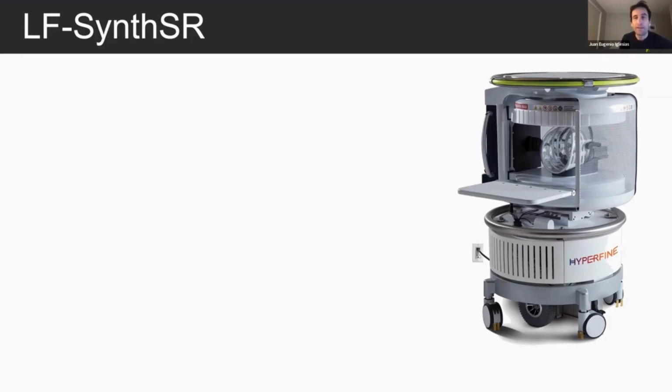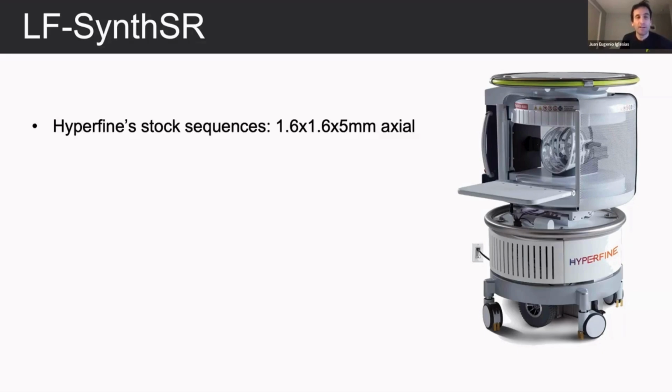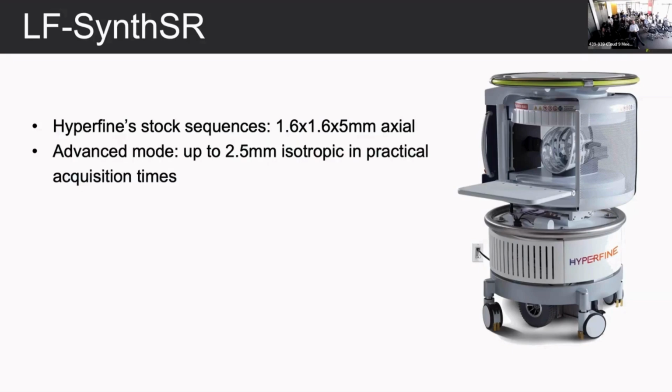So, if you look at the stock sequences that come with the scanner, resolution is pretty low, so you have a decent SNR. They're 1.6 millimeter in plane, 5 millimeter spacing. If you play with the advanced mode, you can go isotropic up to 2.5, 3 millimeters. More than that, scanning times approach 20 minutes, and it's a bit too much.